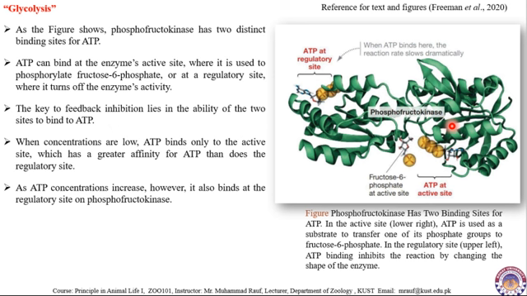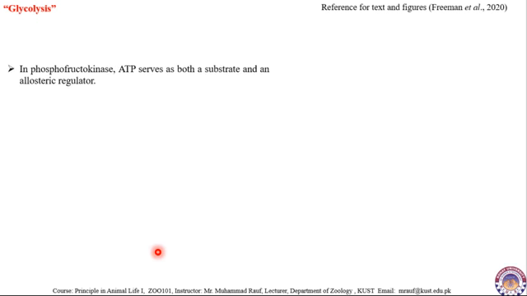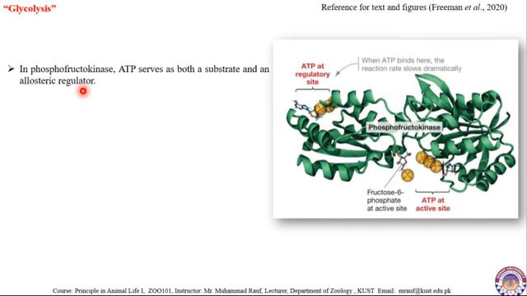Whereas if ATP is abundant, then there is no need to break down further glucose molecules. Then ATP arrives at the regulatory site, and it binds here. As a result, the activity of this enzyme is blocked. So when ATP binds at this second location, the enzyme's conformation changes in a way that dramatically lowers the reaction rate at the active site. In phosphofructokinase, ATP serves as both a substrate and an allosteric regulator.